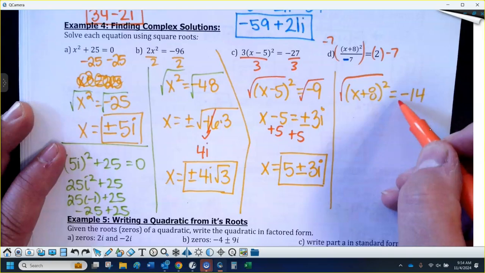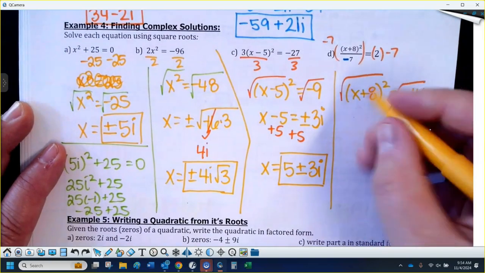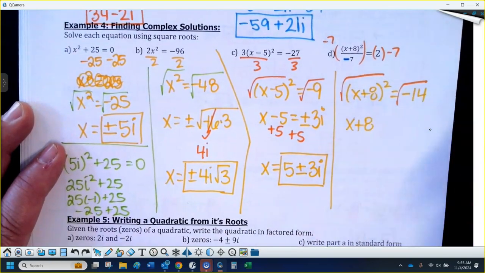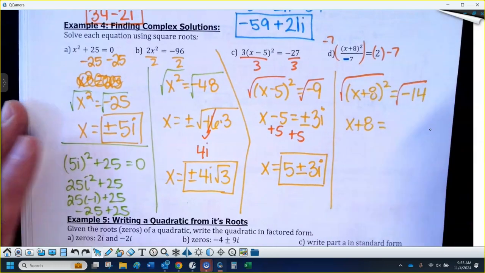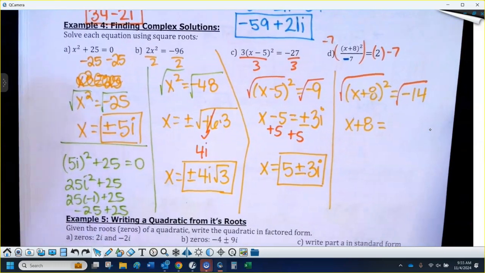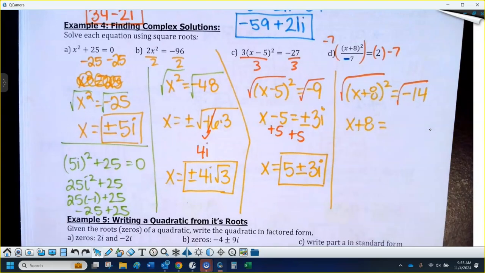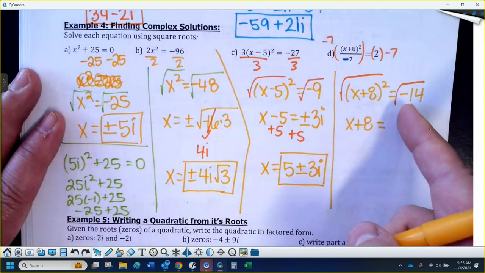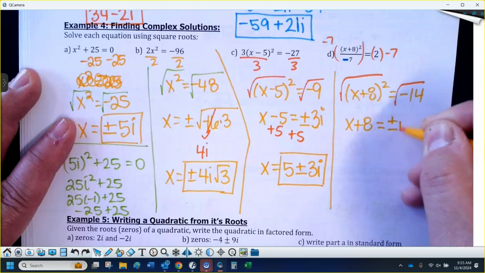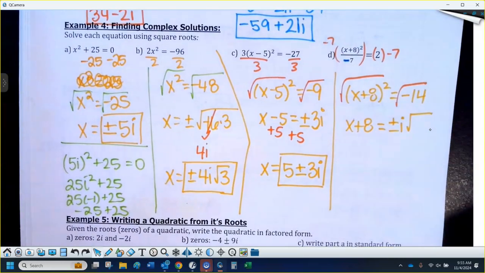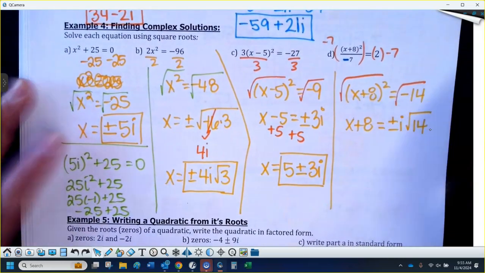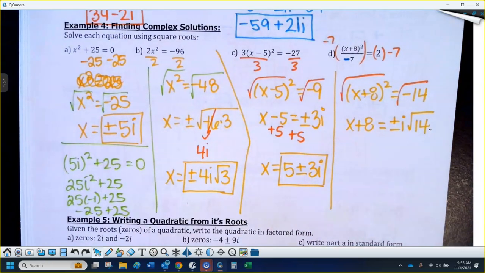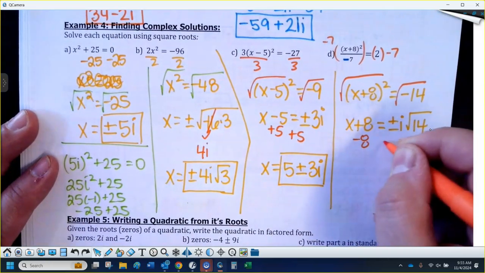All right, now square root. So similar to the last question, but also a little bit different. Does 14 break down under a square root? There's no perfect square that goes into 14. Because of the negative, what I want you to do is just put an i in front of the square root. That takes care of the negative, and then you would just keep 14 underneath. You still have to move the 8, so just real quick, I'm going to do minus 8.